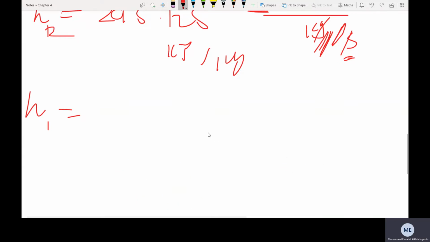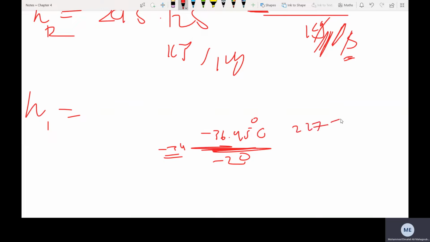You have here the saturation temperature, which is minus 36.95 degrees Celsius, and then directly under you have minus 20. So you need to do interpolation in between to find the enthalpy. I believe the enthalpy here is 227.79 and the enthalpy here is 240.76. When you interpolate, you will find a value very close to maybe 230. Let me check it.